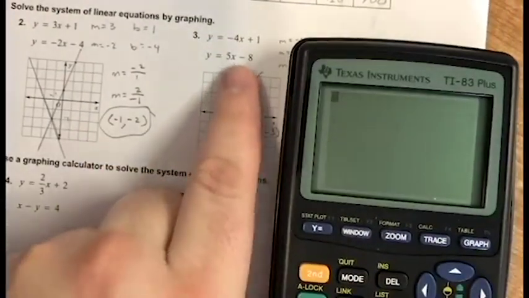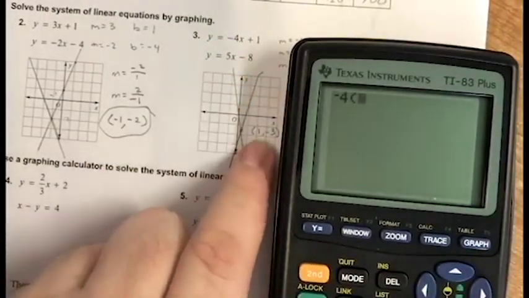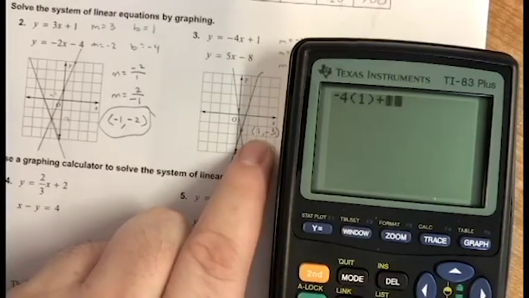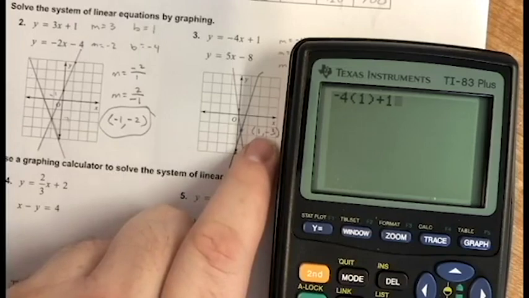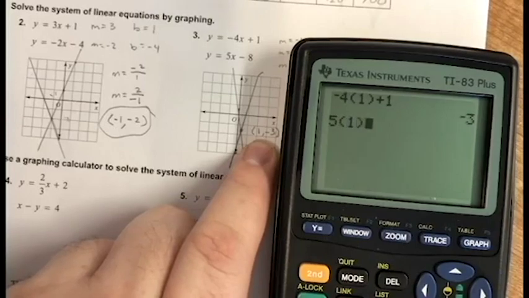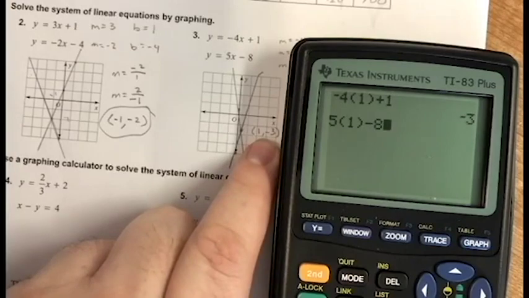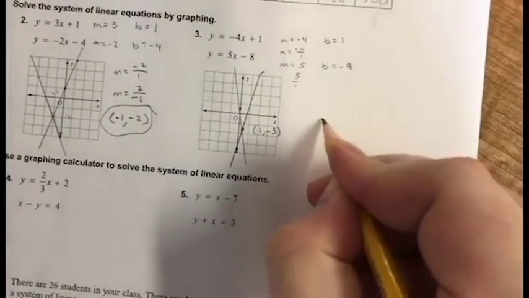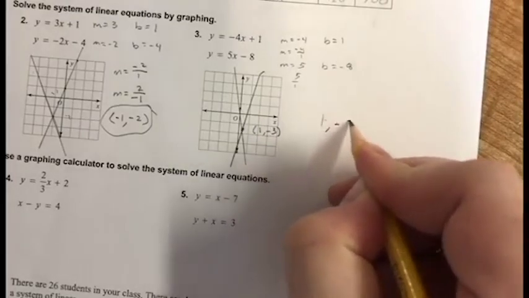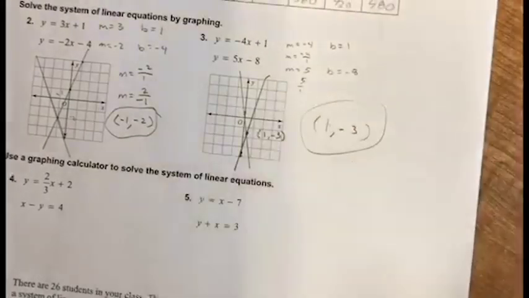So we have -4 times a +1 plus 1. If this is correct, it should come out to a -3 like we have determined. Does it? Yes, it does. All right, so now we have to check the second one. 5 times a +1 minus 8. If we work this out, it should also equal -3. Does it? Yes, it does. So what's my solution for this thing? The solution is 1 and -3. So this is correct.